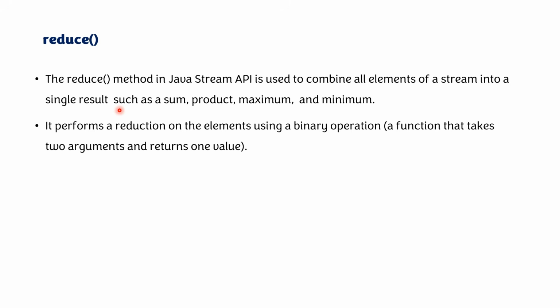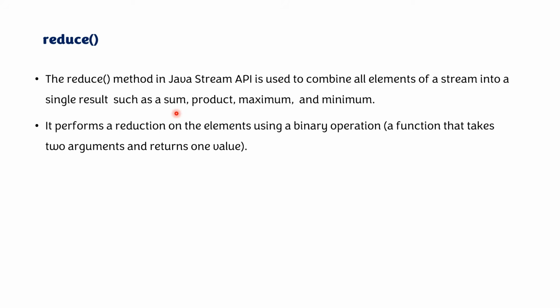Let me talk about the reduce method. It is used to combine all the elements of a stream into a single result. If you want to perform operations such as sum, product, maximum number and minimum number, it performs a reduction on the elements using a binary operation, a function that takes two arguments and returns one value. It means it takes two arguments but returns only one value as the final result.